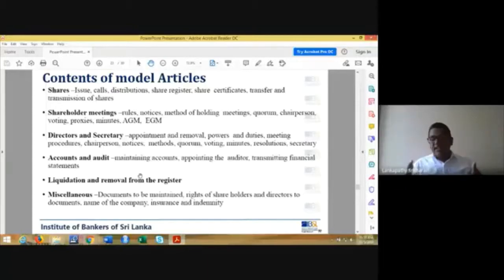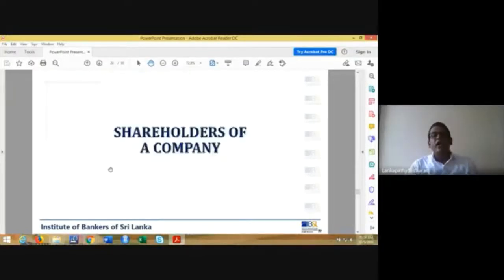So generally, except for the limited by guarantee companies, all other companies have to follow, or are generally following, this general article of association, unless otherwise they have separate articles of association. So these are the things related to the article of association.